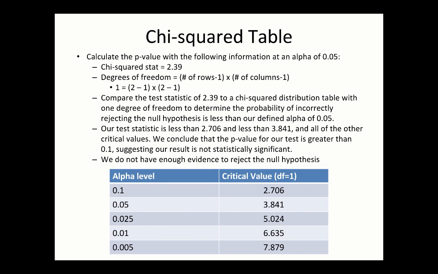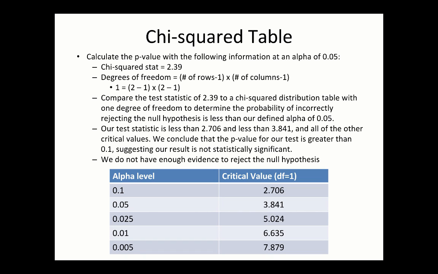To determine if our chi-squared statistic is indicative of a statistically significant result, we must compare the test statistic of 2.39 to a chi-squared distribution table with 1 degree of freedom to determine the probability of incorrectly rejecting the null hypothesis if it is less than our defined alpha of 0.05. That is, we are calculating our p-value. If we find the p-value is less than 0.05, we can conclude that there is statistical significance and the two values have a relationship. First, we need to calculate the degrees of freedom.